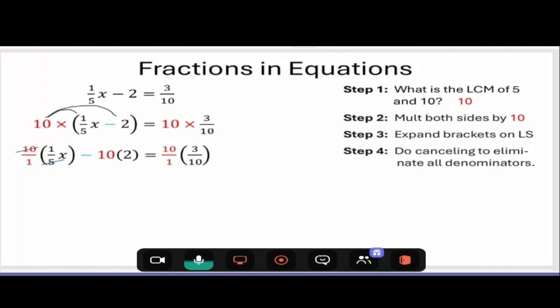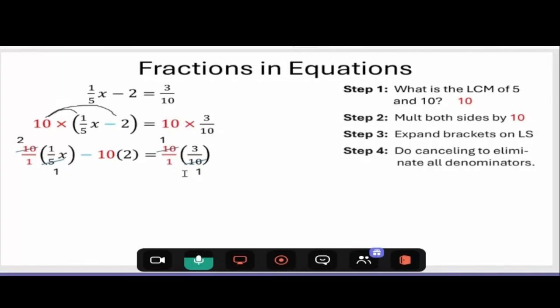So in the first one, 10 and 5 can both be divided by 5. 10 divided by 5 is 2. 5 divided by 5 is 1. And you notice that the denominators are all 1 now that we've canceled. Over in this one over here, 10 and 10 can both be divided by 10, leaving 1 and 1. And it looks like a big mess, but follow it through for one more step.